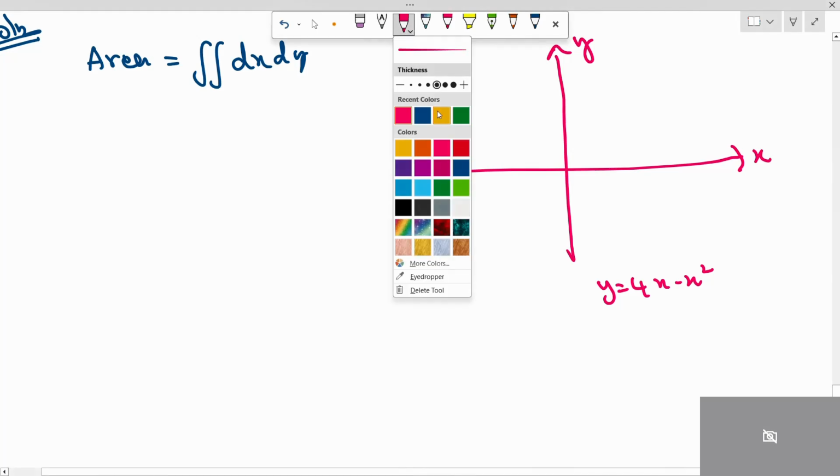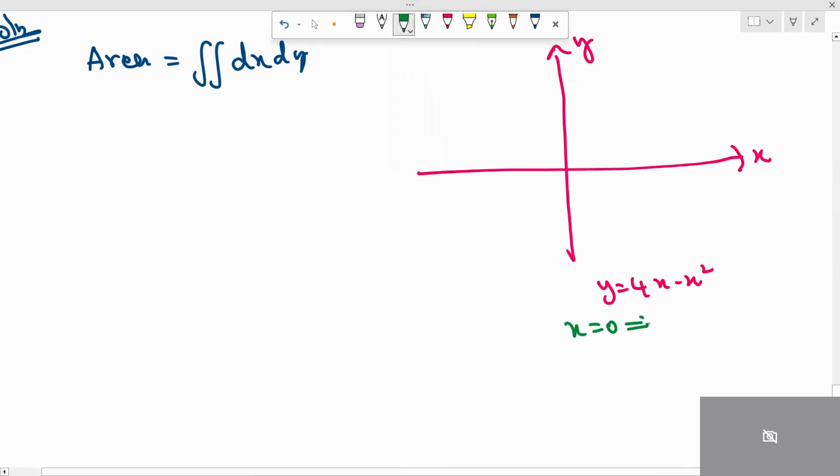In this equation, substitute some values for x. When x is equal to 0, what is y? Y is equal to 0. The first point will be 0, 0. Then put x is equal to 1. If you put x is equal to 1 here, 4 minus 1, 3.